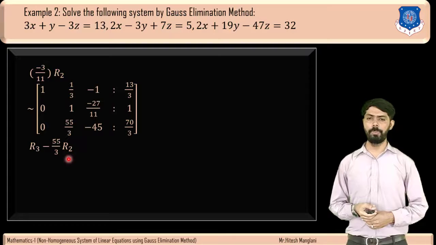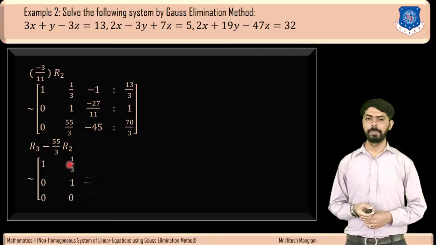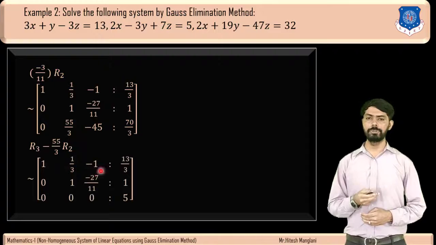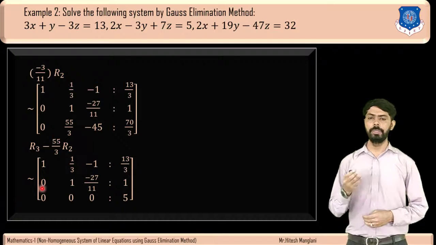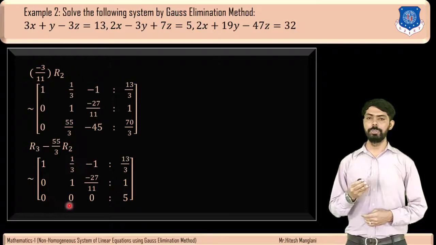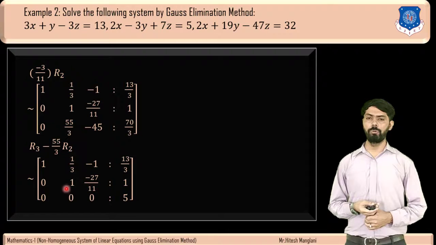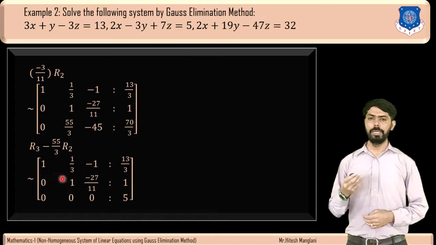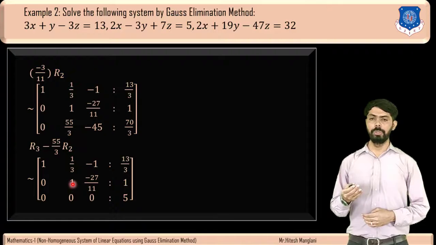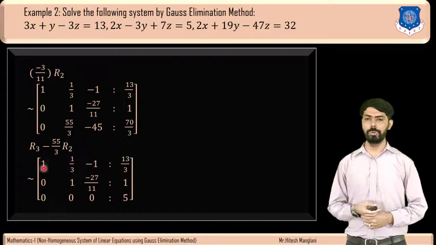If we apply this row operation, then the next matrix will be 1, 1 by 3, minus 1, 13 divided by 3, then 0, 1, minus 27 divided by 11, 1, then 0, 0, 0, 5. Here, if you look at this matrix, all the properties of row echelon form are satisfied. The leading one in the second row is to the right of the leading one of the first row, and all entries below the leading ones are zeros. So we can say that this matrix is in row echelon form.